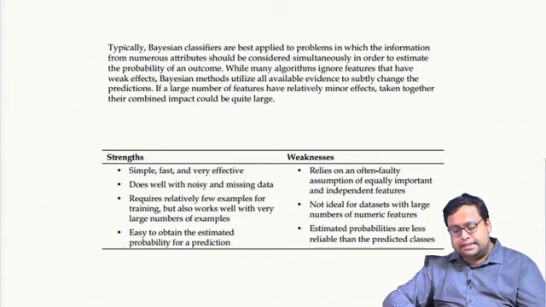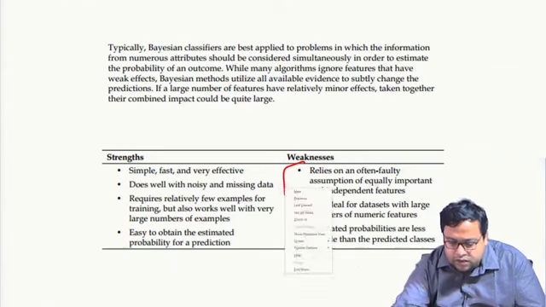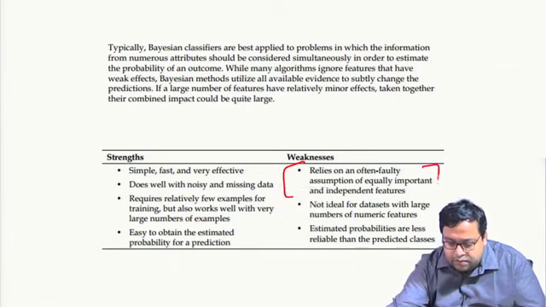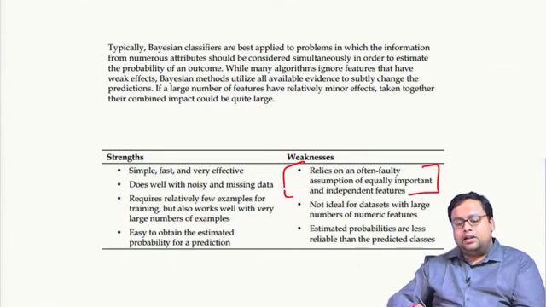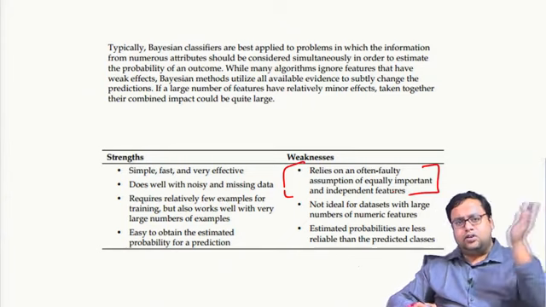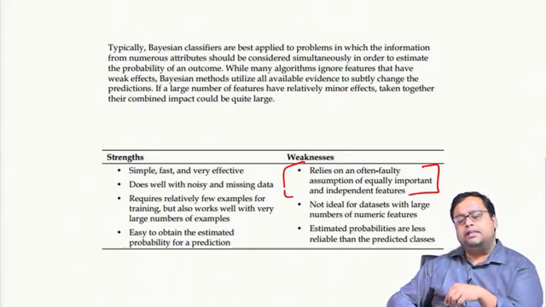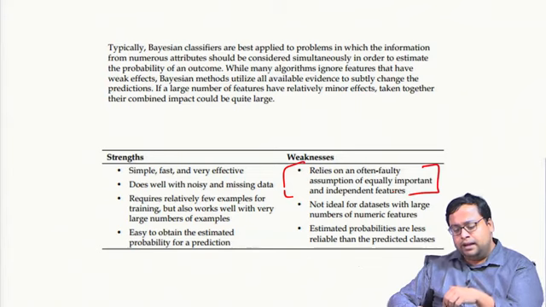What are the weaknesses? It relies on an often faulty assumption of equally important and independent features. We will discuss that when I go to the next slide. They are not ideal for data sets with a large number of numeric features. Generally it can handle only categorical variables like the Viagra word yes or no, it is a categorical thing. So, that kind of situations it can handle better rather than numeric variables.